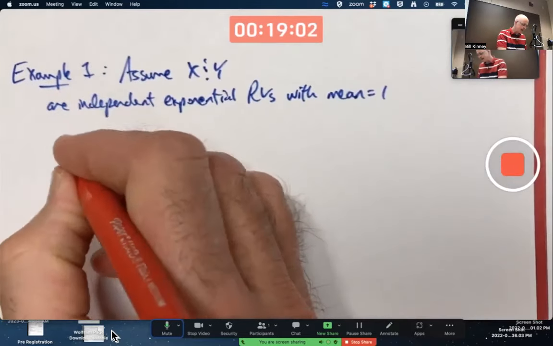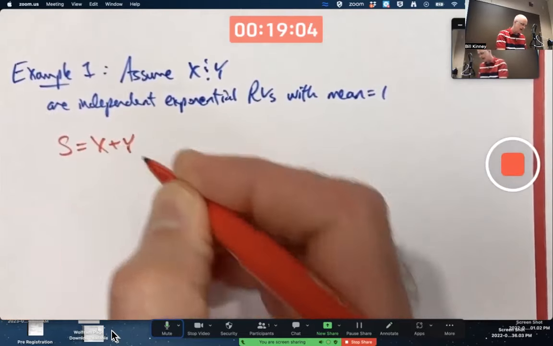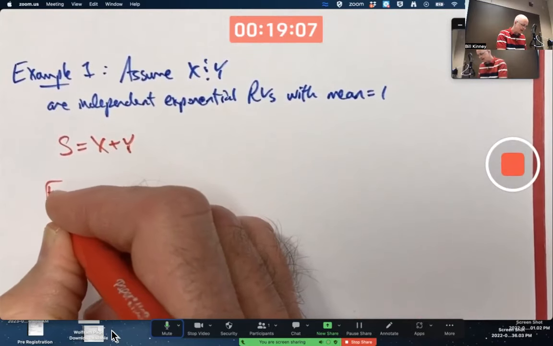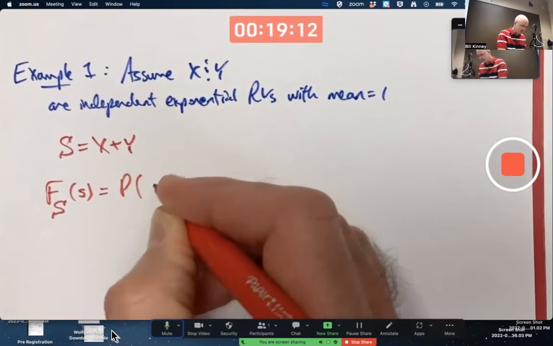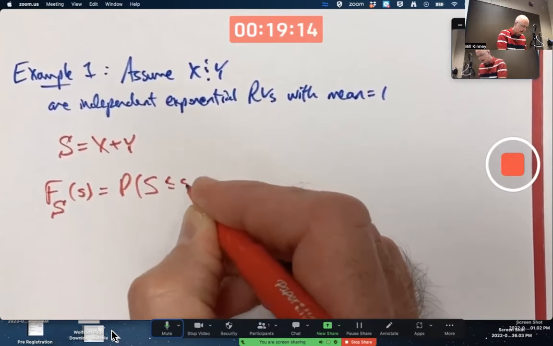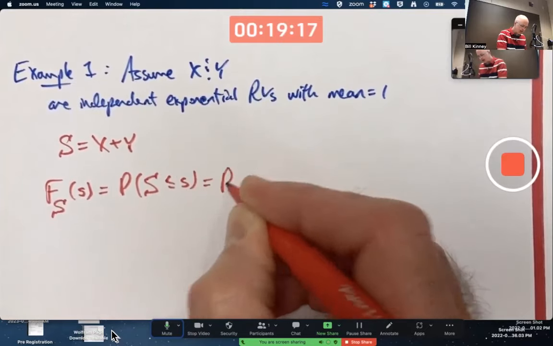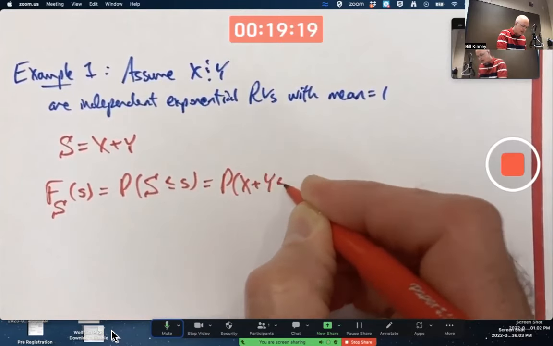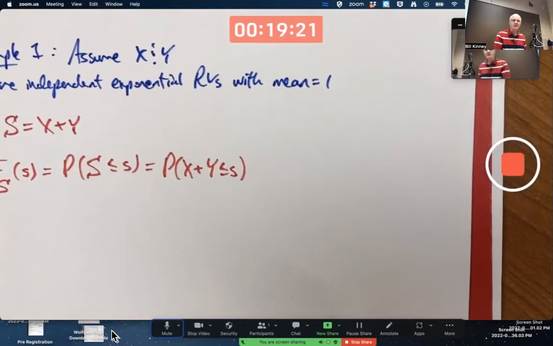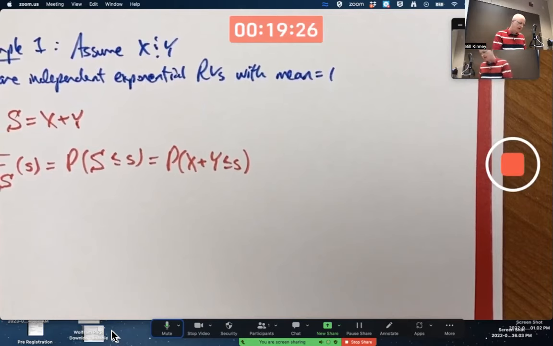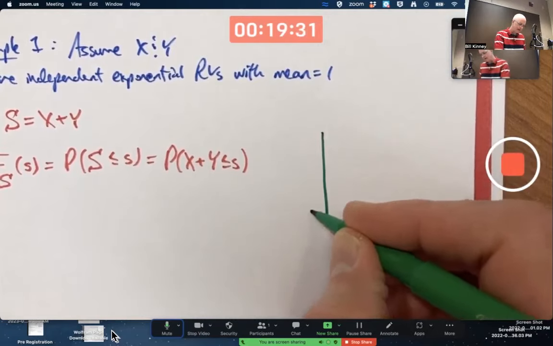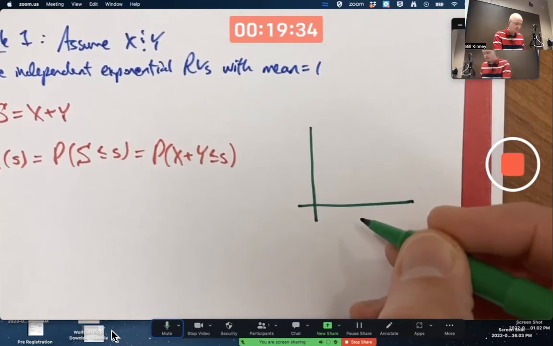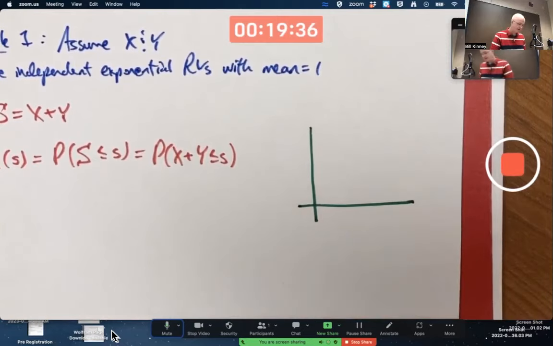S is still their sum again. S is x plus y. Once again, we're trying to use the CDF method to find the distribution of S. It is still this probability, which is still this probability. But now to compute this, I need to do some integrals. I need the joint PDF of x and y based on knowing their marginal PDFs.